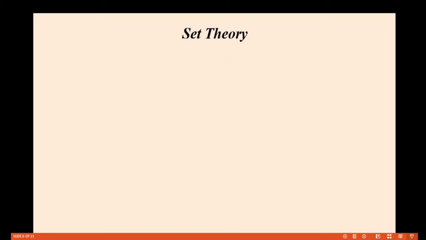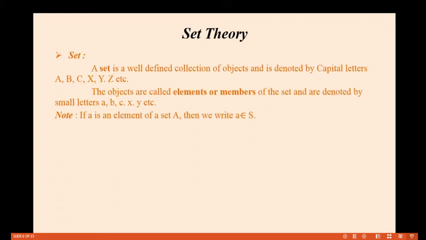Well, students, tell me, what is a set? Yes, a set is a well-defined collection of objects and is denoted by capital letters A, B, C, X, Y, Z, etc. The objects in the set are called elements or members of the set and are always denoted by small letters a, b, c. Here, what do you mean by well-defined collection?